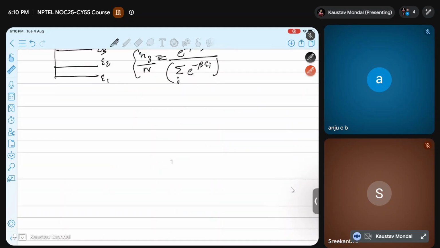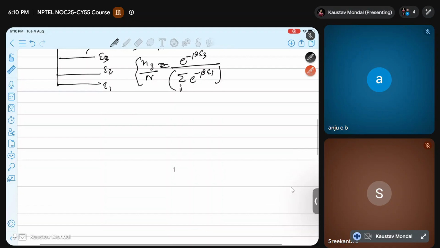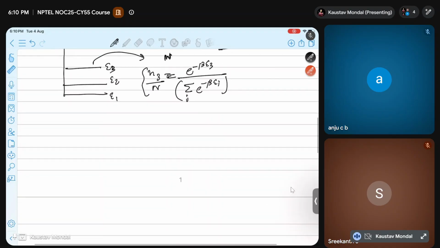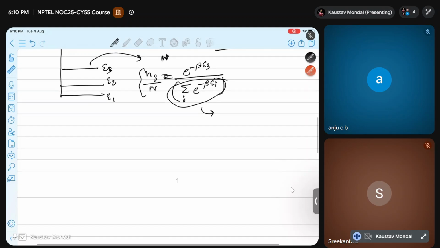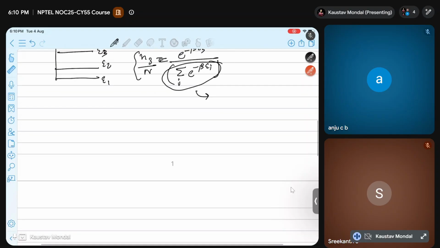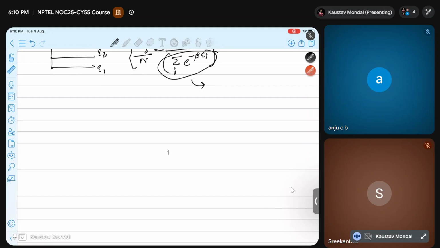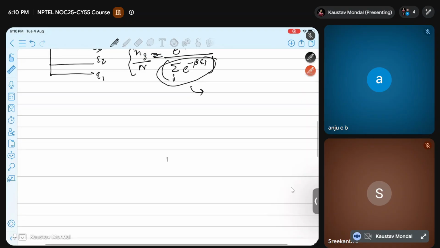By using this Boltzmann distribution, the quantity in the denominator is a very important quantity that you face again and again in thermodynamics and statistics, especially in statistical mechanics. It is known as the partition function of the system, which we denote as Q. So Q is the summation over j of e to the power minus beta Ej.